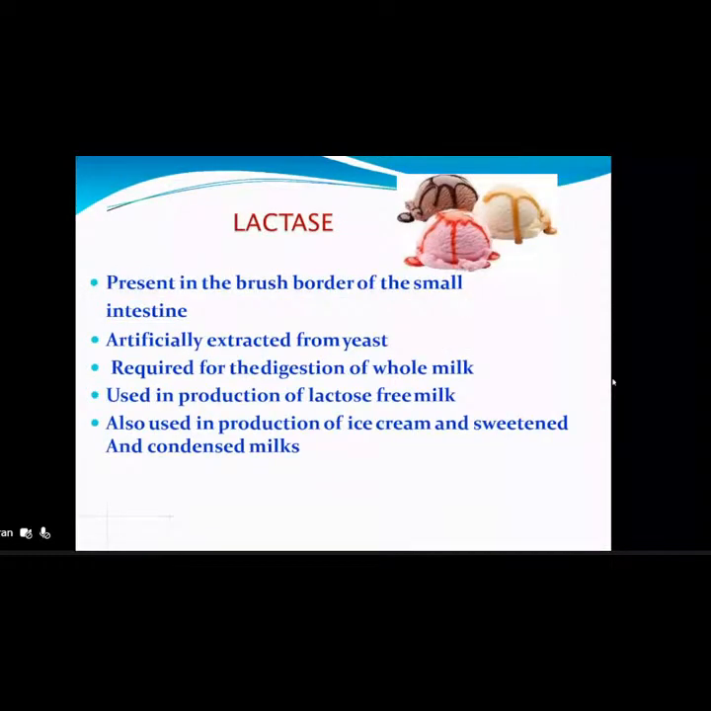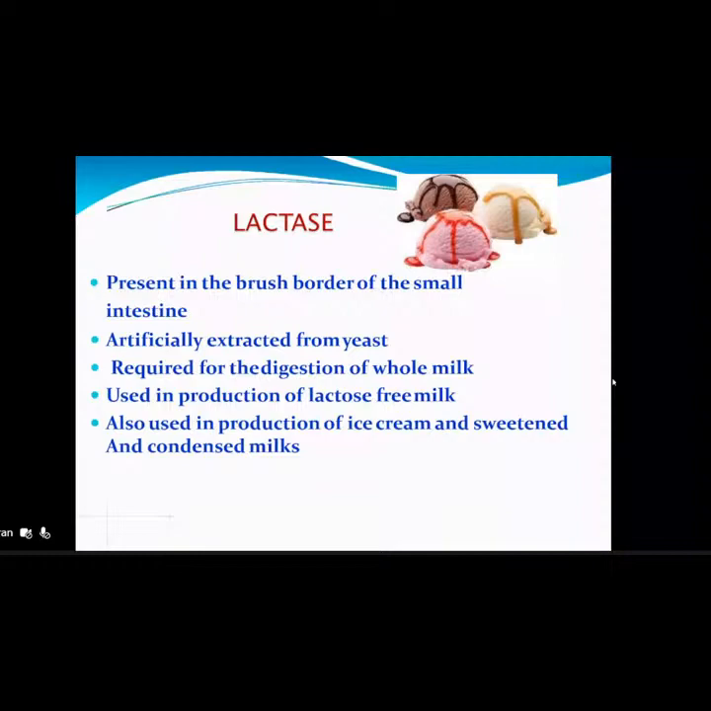And coming to lactase, this is the enzyme which acts on lactose. You know what lactose is? Lactose is a disaccharide, present in milk, right? And this enzyme lactase is also extracted from yeast. This enzyme is mainly used for digestion of whole milk in order to avoid indigestion, right?